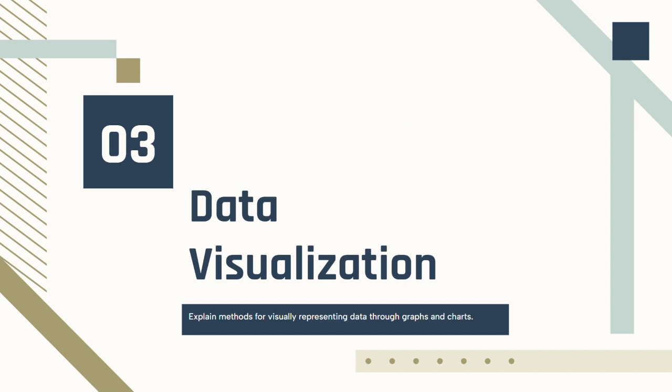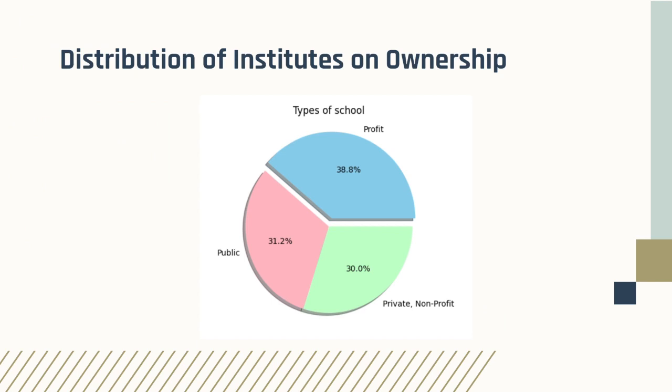To further visually understand this data, we have plotted the distribution of multiple features, such as the distribution of the institutes across ownership. There are three types of ownership: publicly owned institutes, private and profit institutes, and private and non-profit institutes. The institutes are almost equally distributed across these types of ownership.